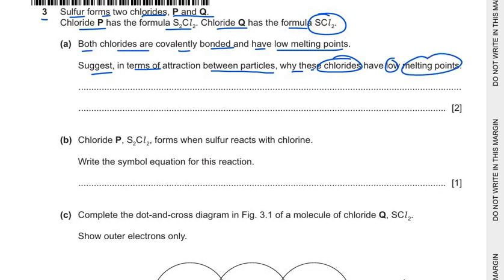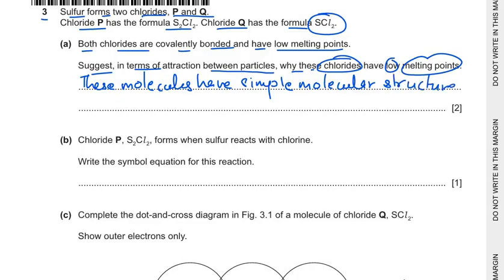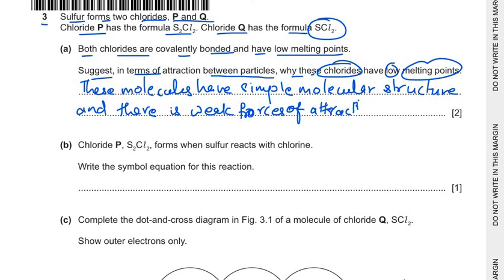Now in terms of bonding and particles, we can say that these molecules have a simple molecular structure, and there are weak forces of attraction between the molecules, and that's why they have low melting points and a low boiling point. So this is how you can describe it for the 2 marks.